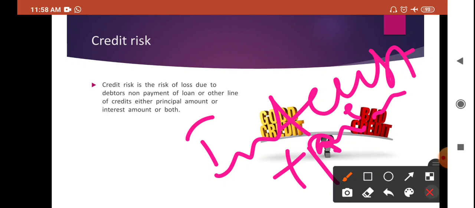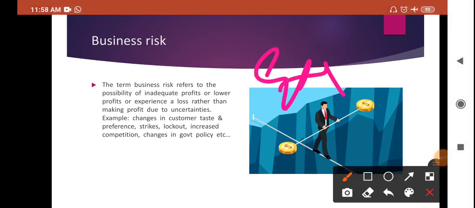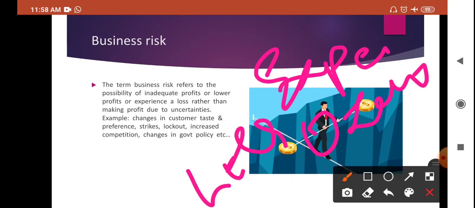That risk is called credit risk. Business risk. So business risk is a risk when the expected profits are not met. Expected or maximized profits are not met, or we are facing zero profits, or always facing loss, due to changes in customer taste and preference, due to lockdowns, due to strikes, due to increased competition, and also due to changes in the government policy, in tax structures also, all the uncertainties which we cannot judge, which we cannot expect in future. If those kinds of things are affecting the business and bringing loss to the business, that is called business risk.